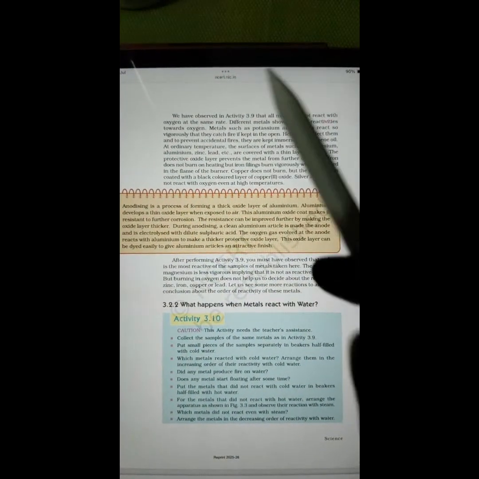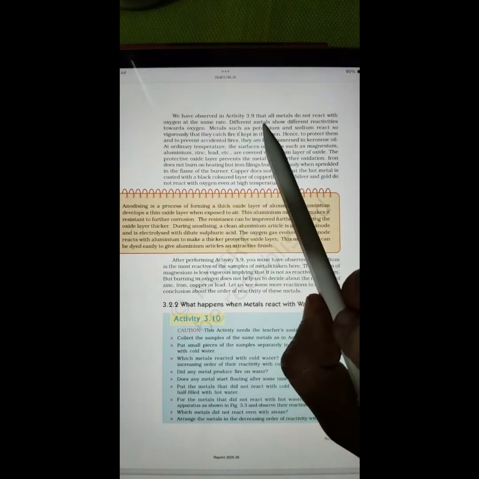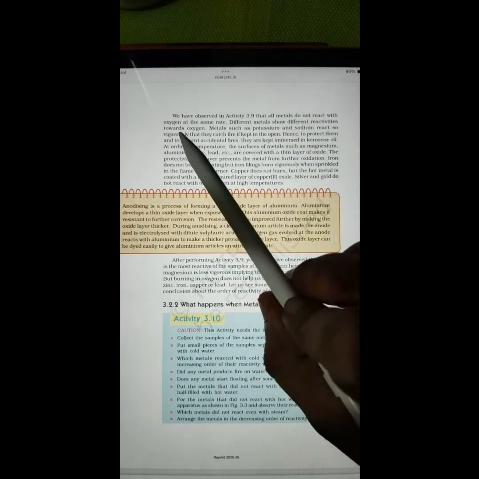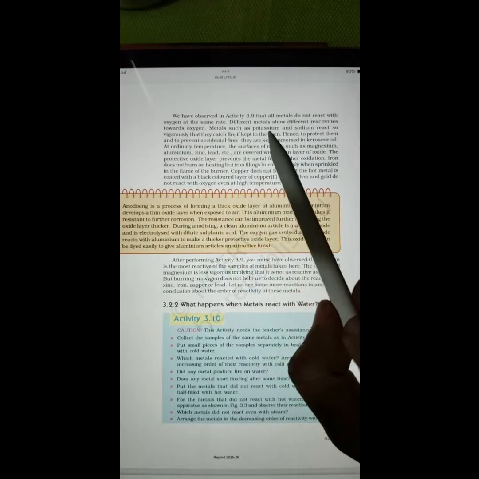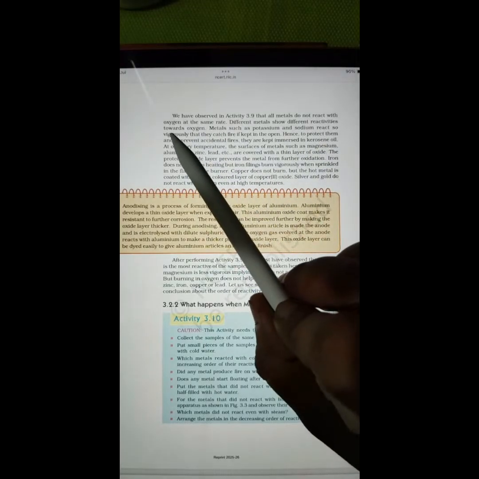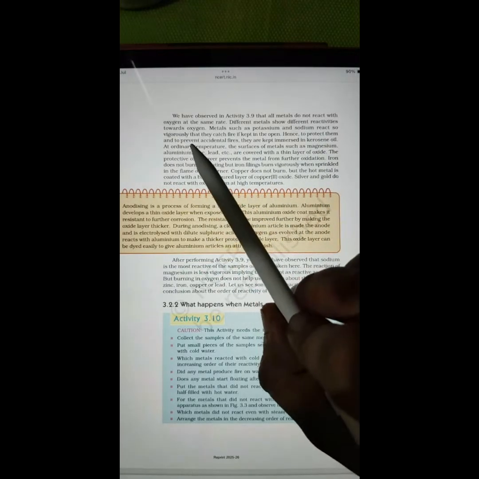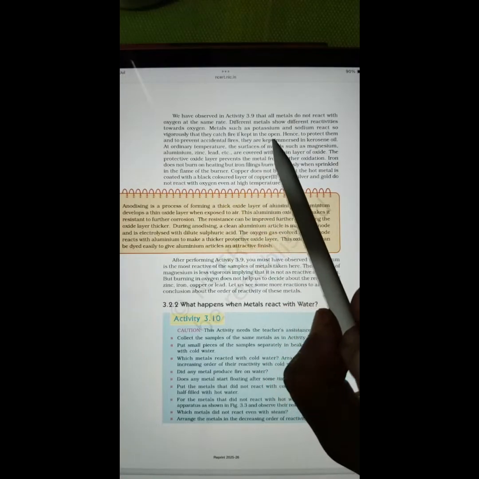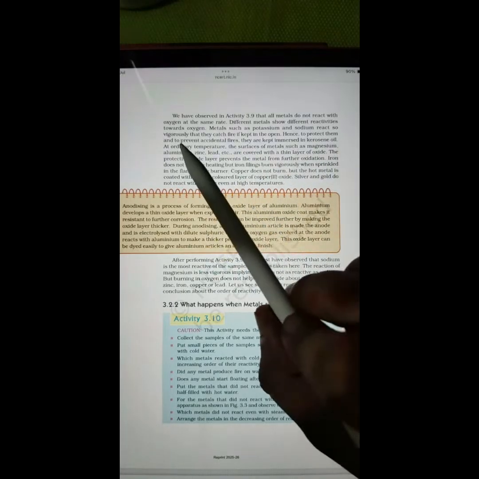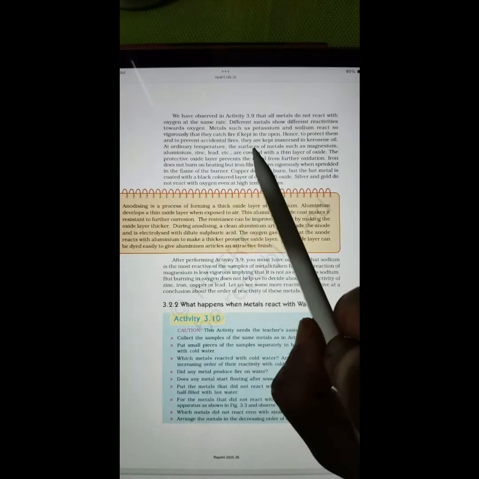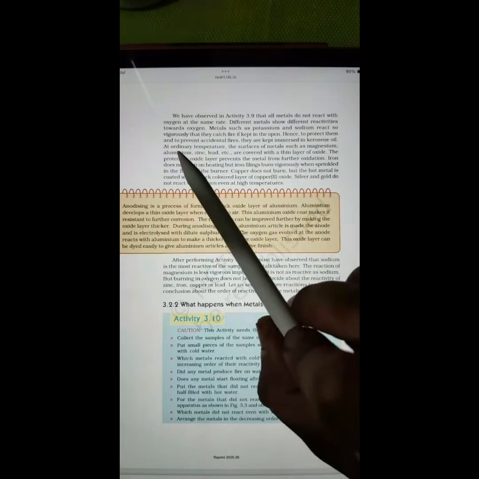Let's move to the next page. We have observed in activity 3.9 that all metals do not react with oxygen at the same rate. Different metals show different reactivities towards oxygen. Metals such as potassium and sodium react so vigorously that they catch fire if kept in the open. Hence, to protect them and to prevent accidental fires, they are kept immersed in kerosene oil.